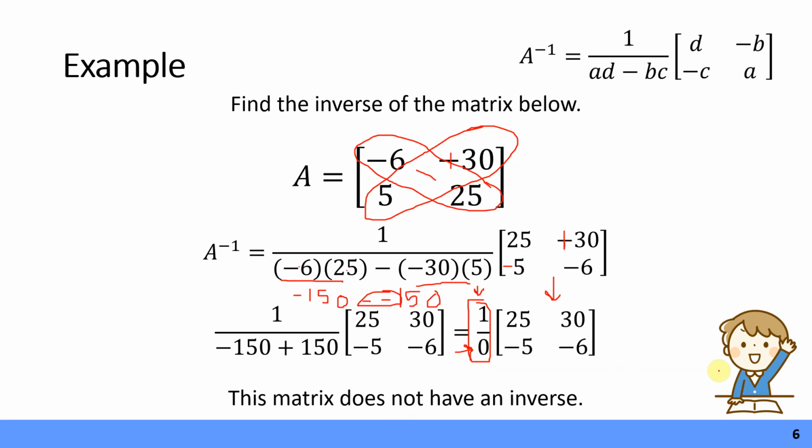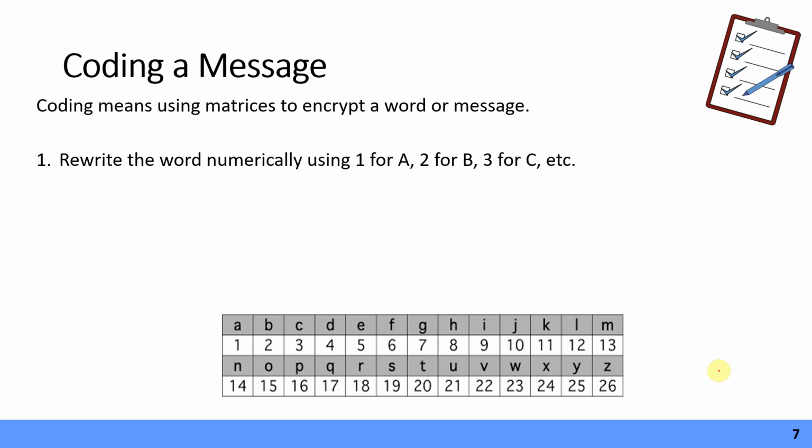This only happens again when your denominator ends up being 0. And then there's no need to do anything. There's going to be no inverse that exists. All right, so that's how you find the inverse of a 2 by 2. And again, finding the inverse is very important because it helps us with the next section of this video.